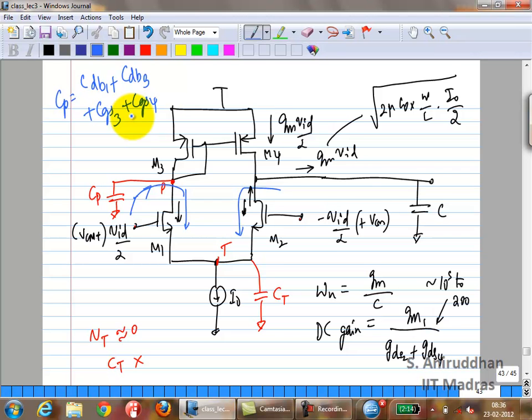And that will tell you it's probably going to be an important pole, because now you have 2 gate source capacitances. Gate source capacitance is the largest capacitance, right? 2/3 WLC ox. All the others were either junction capacitances, or maybe CGD was overlap capacitance, which is even smaller.